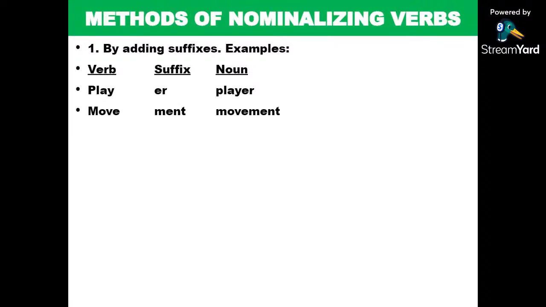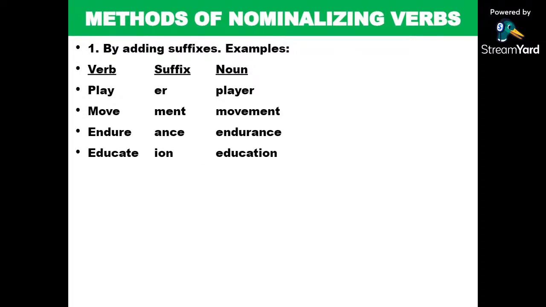The word move is a verb. When we add it to the suffix ment, then we form a noun called movement. Move is a verb, movement is a noun. Endure is a verb. If we add ance, we form the noun called endurance. Then we have the verb educate, and when we add the suffix ion, we have education.